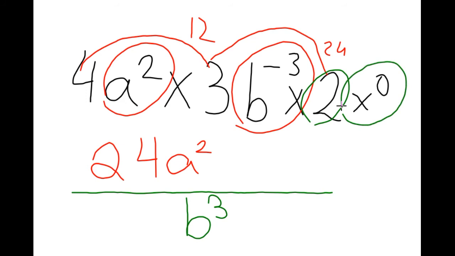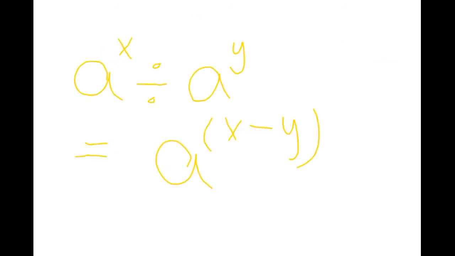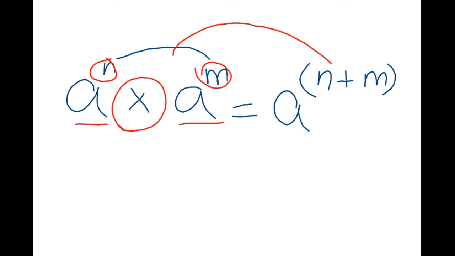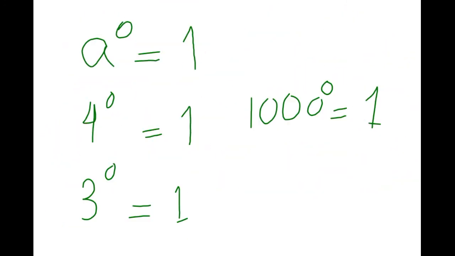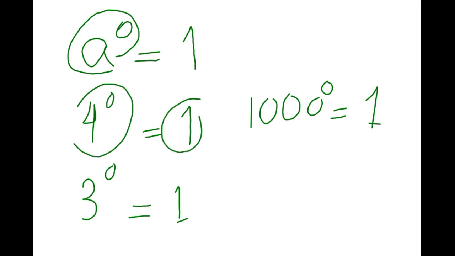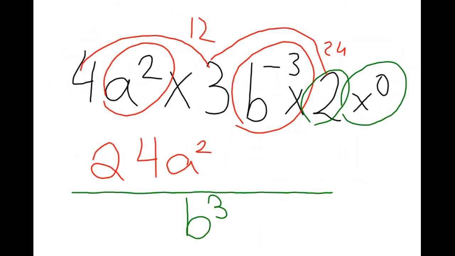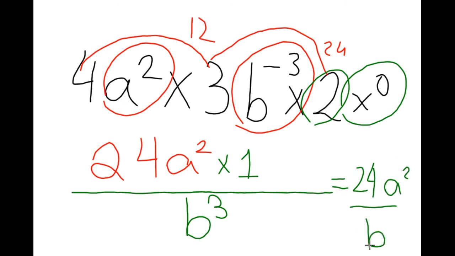Now we are left with x to the power of 0. Now x to the power of 0, if you remember, in the rules we wrote here, any number to the power of 0 gives us 1. By following that rule, x to the power 0 gives us 1. This simply gives us the answer 24a squared over b cubed.